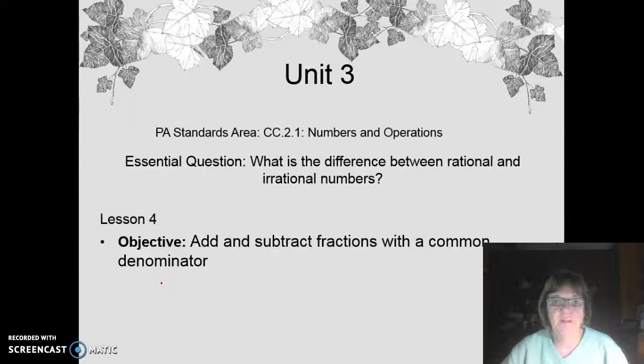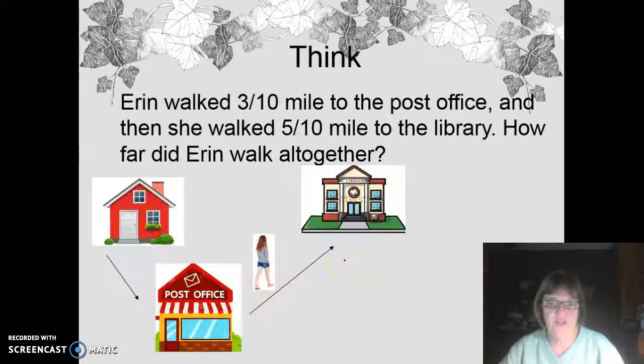We are learning about rational and irrational numbers, at least we did a few lessons ago. And I want to focus on the rational numbers that are fractions. So today we're going to learn about adding and subtracting fractions with common denominators.